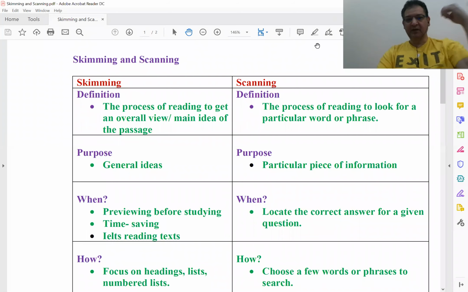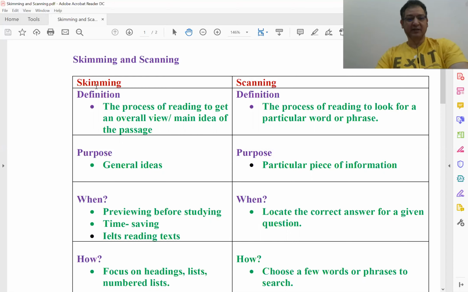Hi, in this short session, we are going to understand the differences between skimming and scanning, because skimming and scanning are considered two major techniques to speed your reading. In 3 or 4 minutes, we are going to differentiate between skimming and scanning as techniques of reading. Then we will have a practical example to apply skimming and scanning.